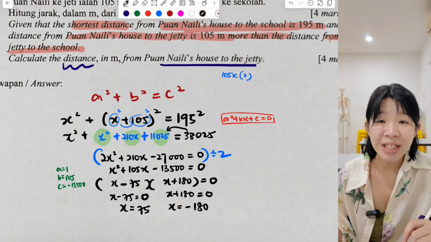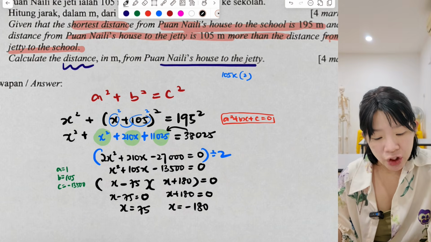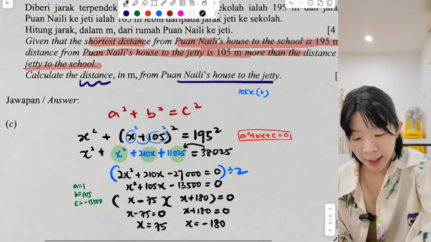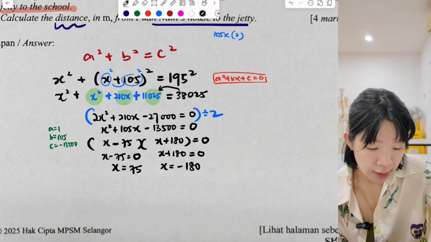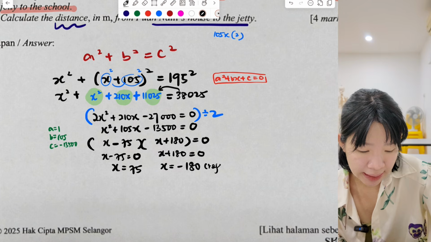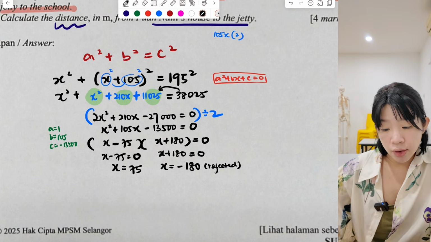Which one will be rejected? x is actually a length, so negative cannot, we don't accept a negative answer. So negative 180 bracket is rejected. We want 75, so x is 75.